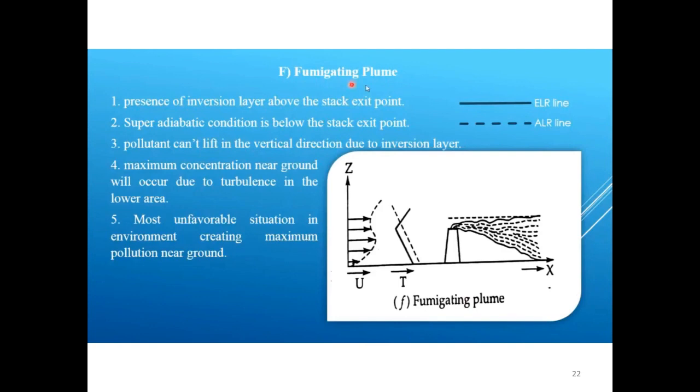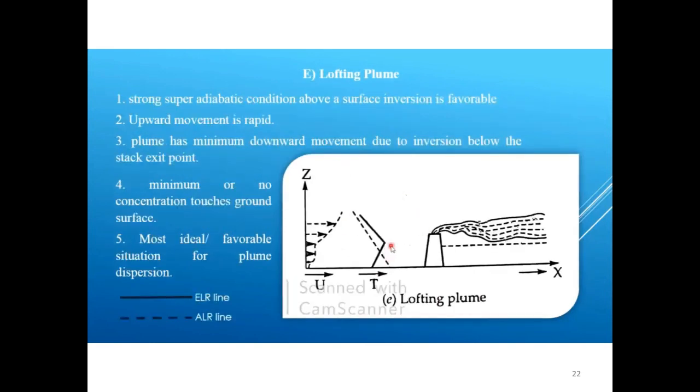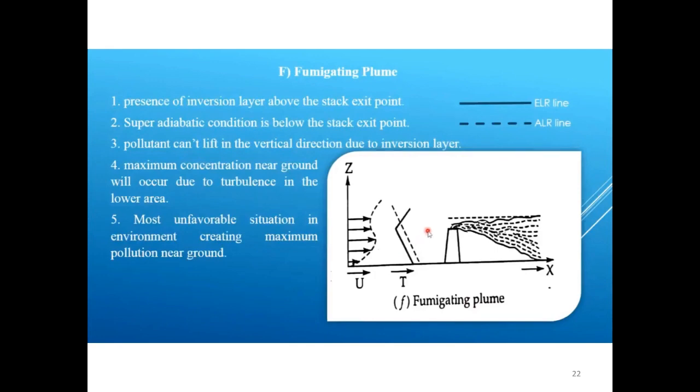If you see carefully the graph, you can see this is the reverse case of the previous one. In the previous case, the inversion layer was present from the ground surface to a certain limit below the stack gas exit point. In this case, the inversion layer is above the stack gas exit point. So whatever pollutant is coming from the stack, that cannot cross the inversion layer and go into the upward direction.